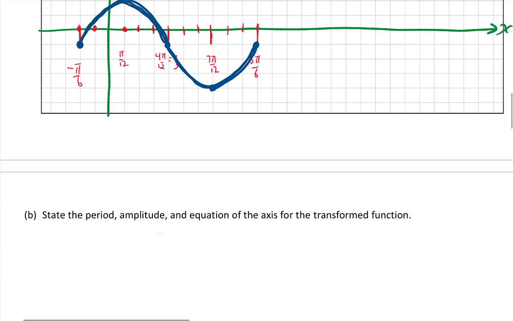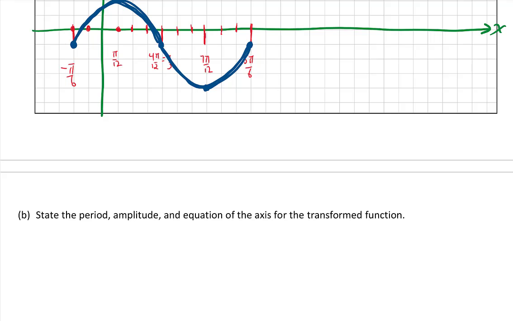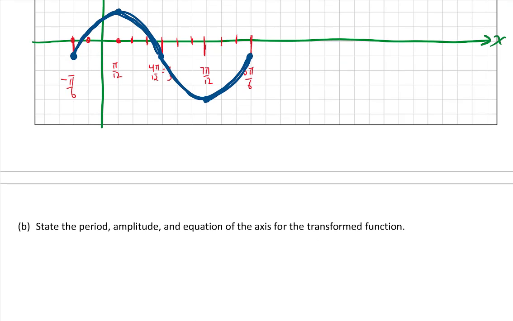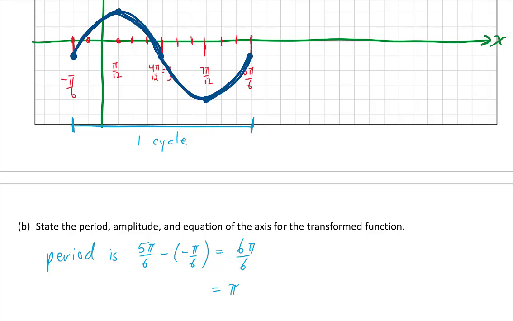So let's state the period, amplitude, and equation for the axis of the transformed function. So first of all, let's start with the period. That's how long it takes to complete one cycle. Two ways to find this. First of all, we can just look at our graph, and so our period is equal to 5 pi over 6 minus negative pi over 6, which is equal to 6 pi over 6, which tells us we have a period of pi radians.